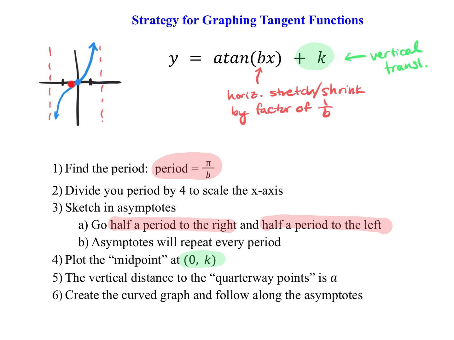Then I'm going to look for what I call the quarter waypoints. So that's 1 tick mark to the right and left of the midpoint. The vertical distance from the midpoint to the quarter waypoints is always going to be A. So this distance here is A, and this distance is A. So again, it's the vertical distance from the midpoint to my quarter waypoints. So if that distance is A, there is something we should look for that could affect it, which would be a vertical stretch or shrink.